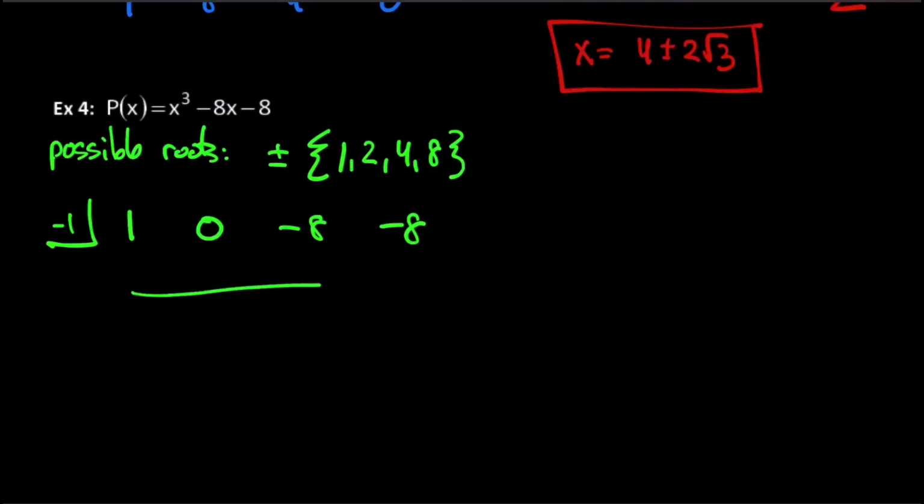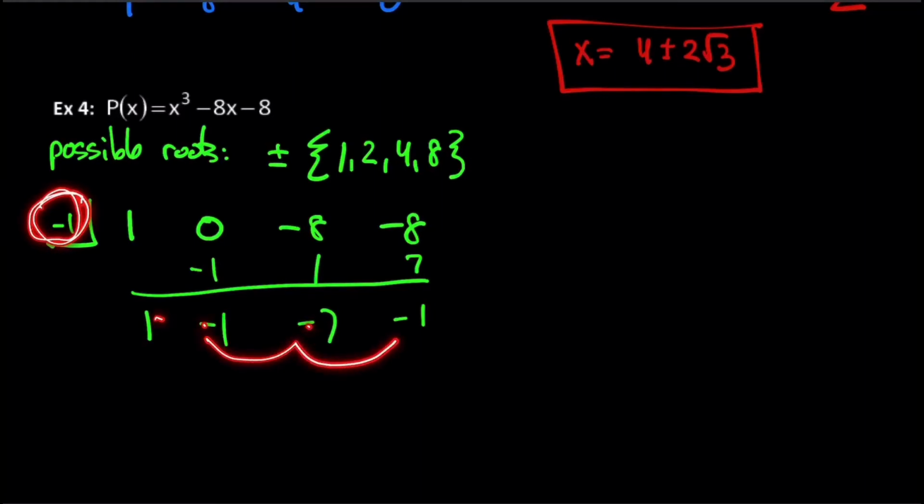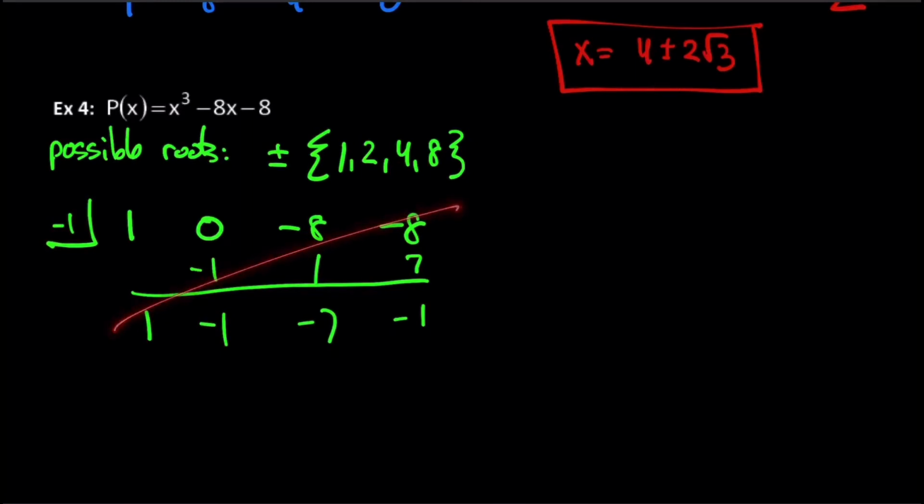Okay, bring down, multiply, add, multiply, add, multiply, add. That's not going to work. Okay, and it doesn't tell me a lot. This one doesn't really tell me much because, okay, I tried a negative number, but my signs did not alternate. Look, those are the same. Those are the same. So it just didn't work. I've got to try another one.